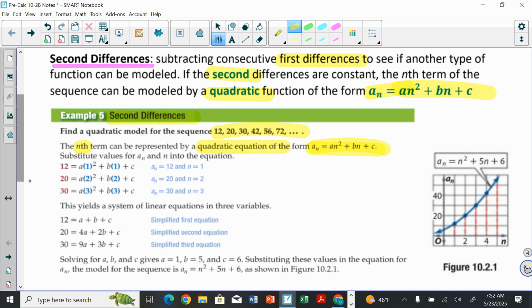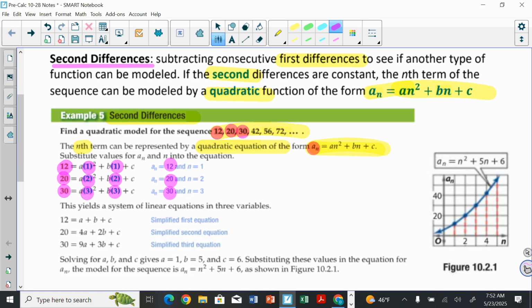If we substitute values into those equations, 12 is our first term. I put 12 on the left side of the equal sign, and for my n, I plug in 1 because it's the first term, and I get a times 1 squared plus b times 1 plus c. Same thing with 20, the second term. And 30 is your third term, so I get a times 3 squared plus b times 3 plus c, n being 1, 2, 3, and a sub n being these numbers here.